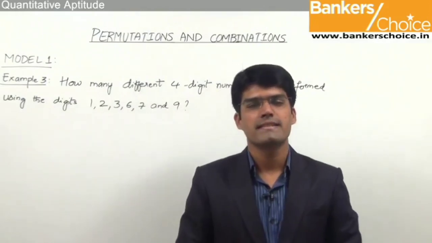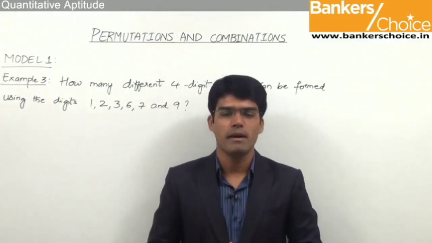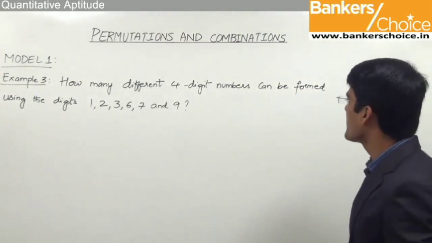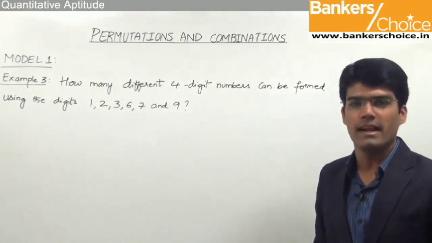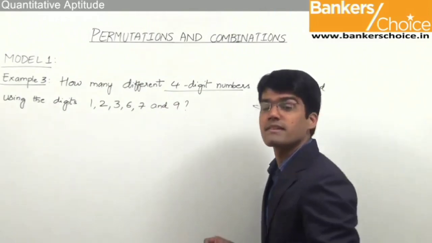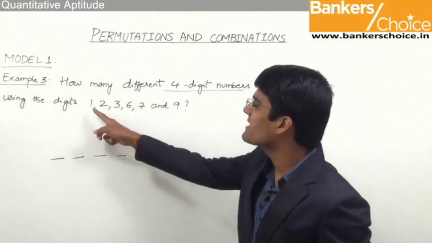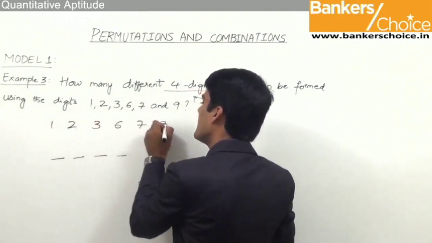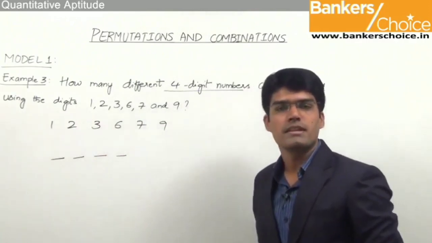Let us now take the third example from model 1, which is based on arrangement of digits to form a number. The question here is, how many different 4-digit numbers can be formed using the digits 1, 2, 3, 6, 7 and 9. So as you can see here, we need to form different 4-digit numbers. So we have got 4 positions which have to be occupied. And there are total 6 digits available. 1, 2, 3, 6, 7 and 9. So with the help of these 6 digits, we need to form all the possible 4-digit numbers.